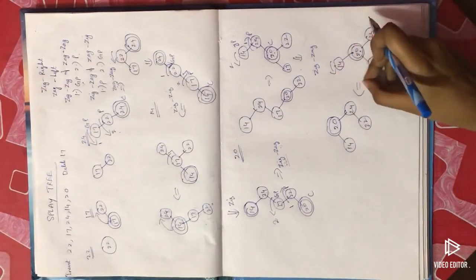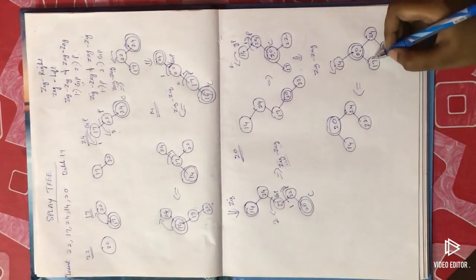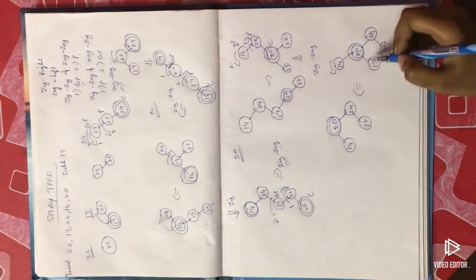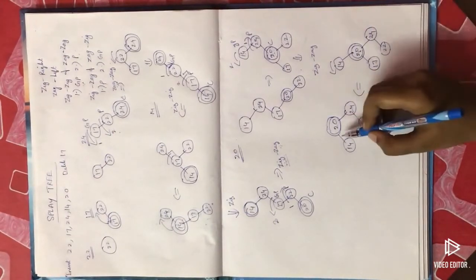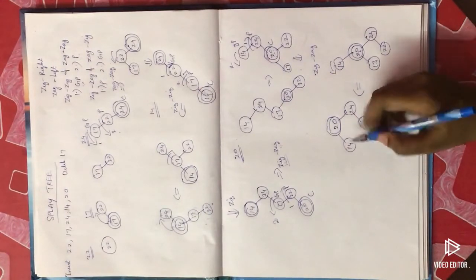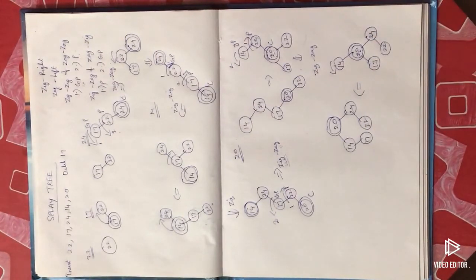So we pull this down. This 14 was attached here. So now compare 17 and 14. 17 will come at the left side of 20, right? 17 is greater than 14, so 17 will come here. So this is the insertion operation of a splay tree.